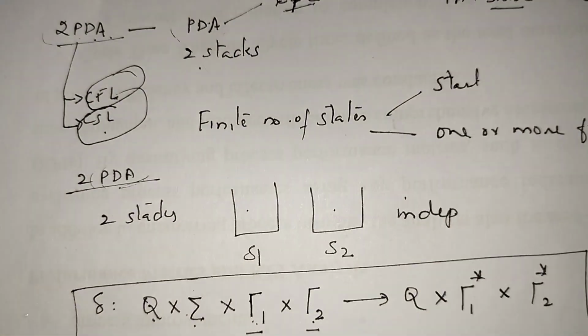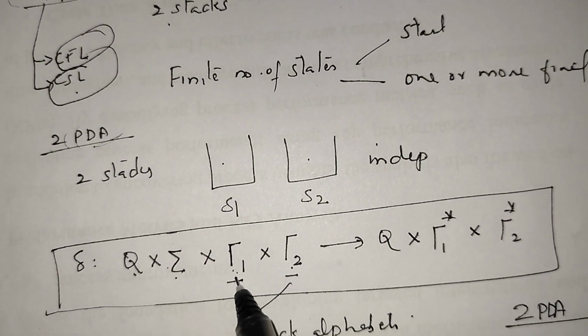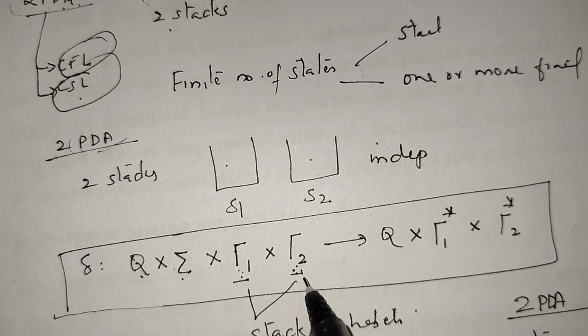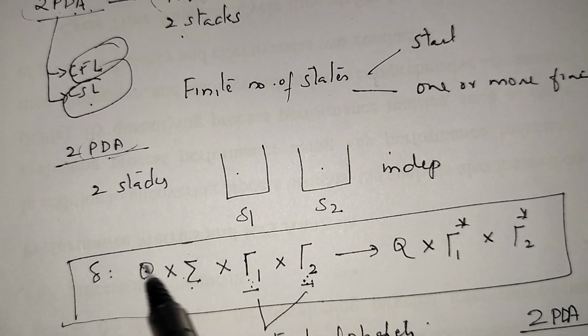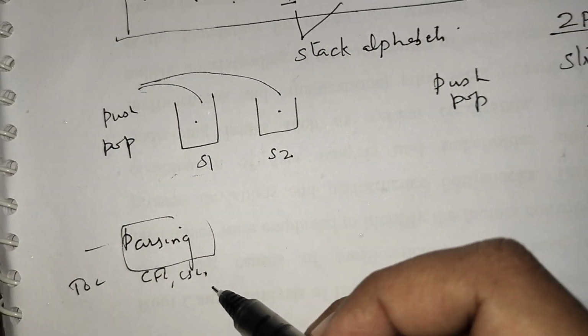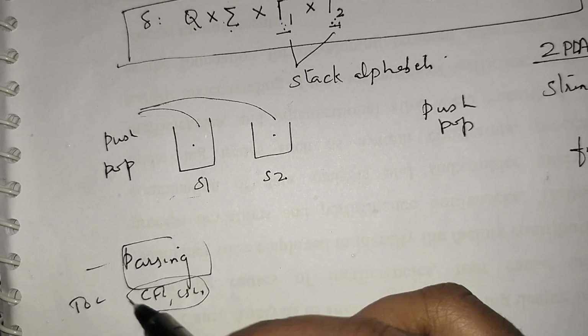And the transition function is, since we are using two stacks, we are using two stack alphabets, gamma 1 and gamma 2. So this is the transition function for a 2 PDA. And we are using this in parsing as well as in TOC, for comparing different languages.